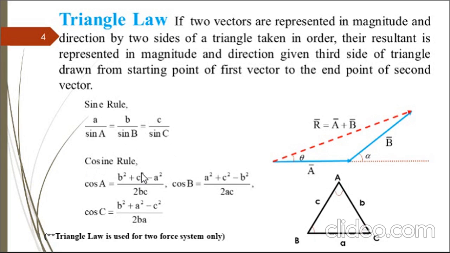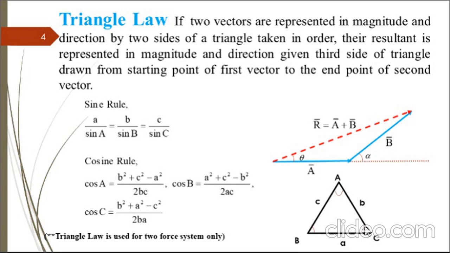Then cosine rule, that cos of angle A is equals to b square plus c square, b and c are the two sides which make the angle A, minus a square, the square of the front side, divided by 2 times the product of the two sides which make the angle, that is nothing but b into c. Similarly, cos of B equals to a square plus c square minus the front side b square divided by the product of these two, twice of ac.